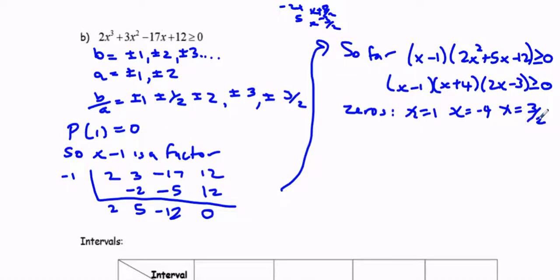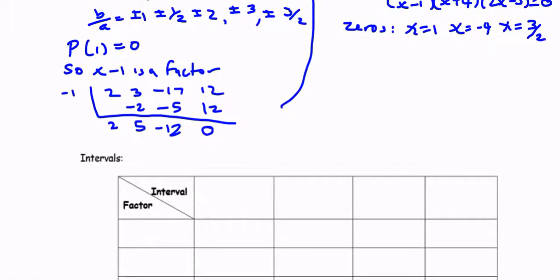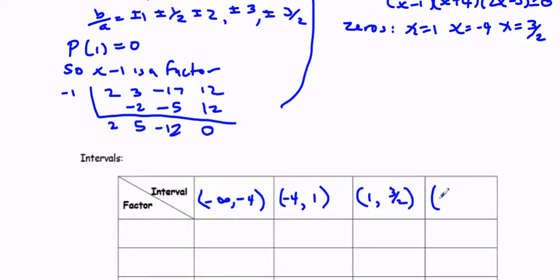That is not my solution. My solution for an inequality is going to be an interval. All right, so let's figure out how to write the intervals. Remember, the first interval starts from negative infinity, and it goes to the smallest zero, so that's going to be negative 4, round bracket. Then I'm going to go from negative 4 to the next biggest, which is 1. Then I'm going to go from 1 to 3/2. And then my last one, of course, is 3/2 to infinity.